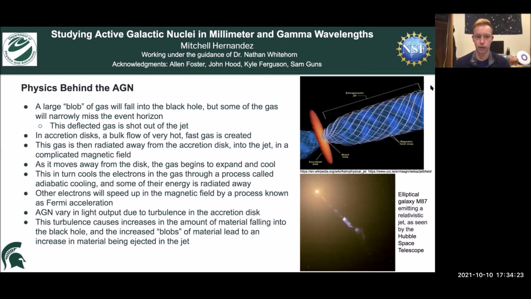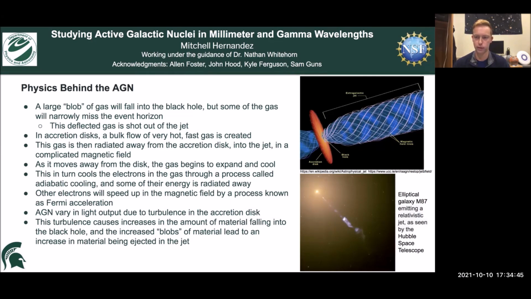So some physics behind the AGN. There's a large blob of gas that falls into the black hole, but some of the gas will actually miss, and it will be deflected out of the jet. And so in these disks, there's a bulk flow of very hot and fast gas, which is created. And then this gas is radiated away from the disk into the jet in a very complicated magnetic field, which you can see in this top right image.